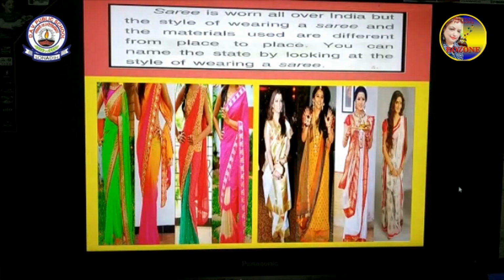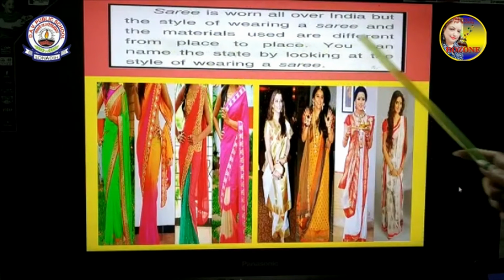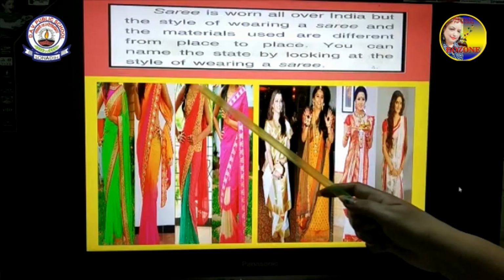Now you see, we are going to talk about the sari now. Sari is worn all over India, but the style of wearing a sari and the materials used are different from place to place. All of your mothers or grandmothers wear saris, and in your family and neighbors, wherever you find something different, the sari is worn in a different way. That makes us understand which place, which region, which area that particular person belongs to. So you will find different styles of wearing saris. You can name the state by looking at the style of wearing a sari.